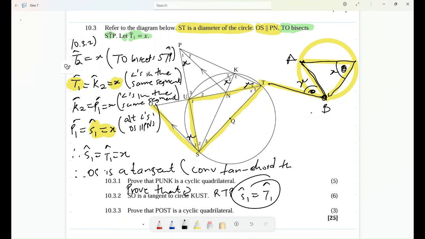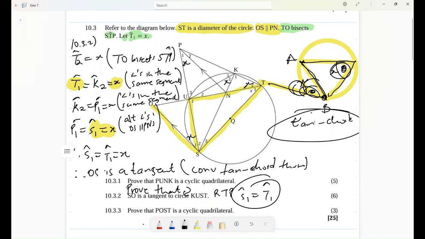Tan chord theorem. So if this angle is x and this angle is x, therefore the reason is what? Tan chord theorem, because it is an angle between a tangent and a chord, as well as the angle subtended by that chord. So for theorem 9, we use tan chord theorem.